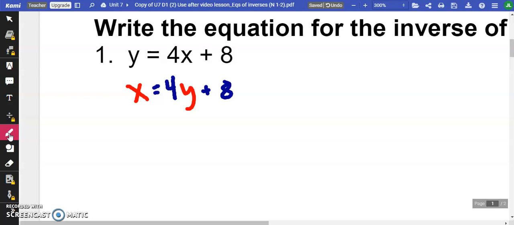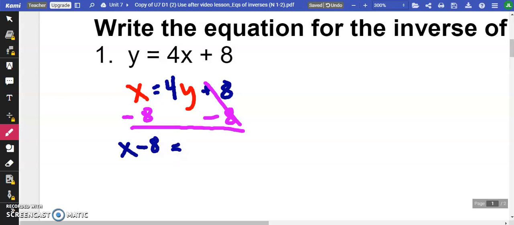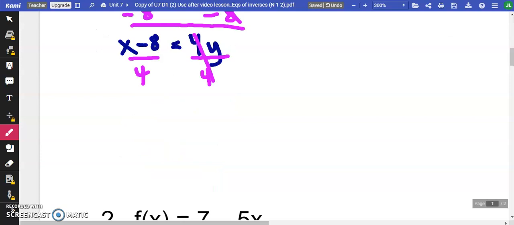So as we normally do, we're going to use a minus 8 to cancel out the plus 8, which will give me x minus 8 equal to 4y. Then we will divide the 4 on both sides. Then to simplify the left side, we're basically just going to distribute this 4 to both of these values.